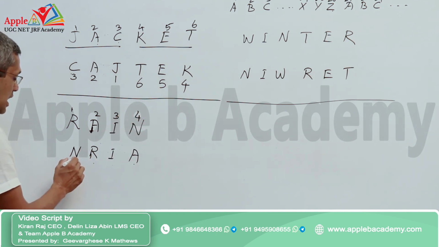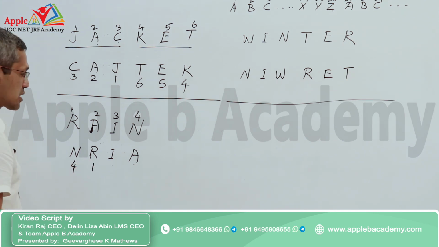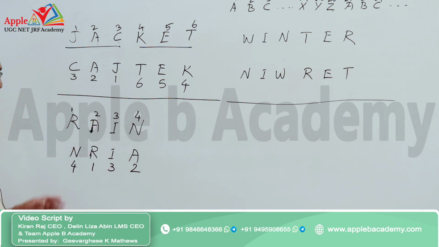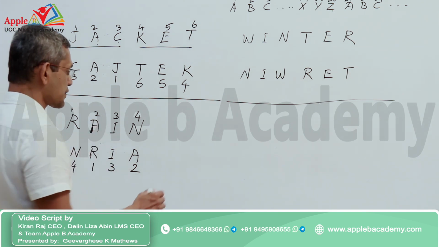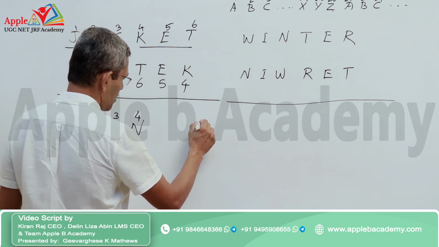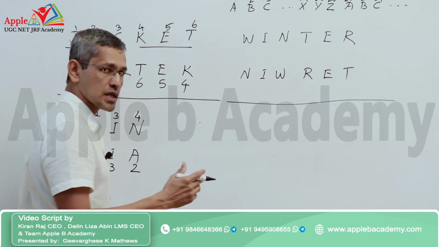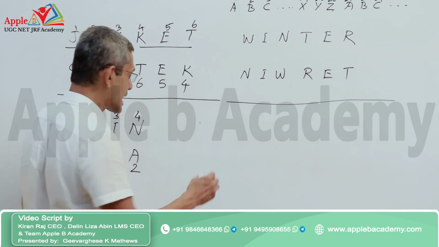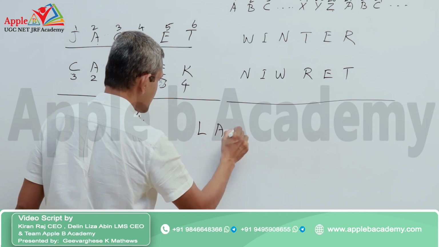Here N is 4 and R is 1, so 4 and 1, 3 and 2. So rain is coded as NRIA. Then what is the code for something else? Let's see what is connected with rain. Water, right? What else? Flood. Dam. Lake. So anything. Let's take another 4-letter word, lake.